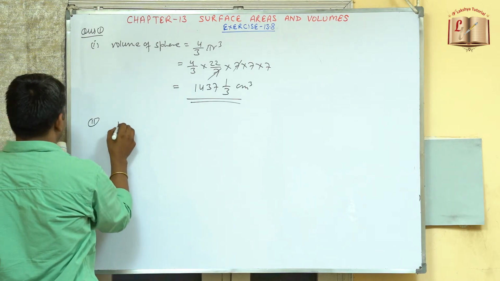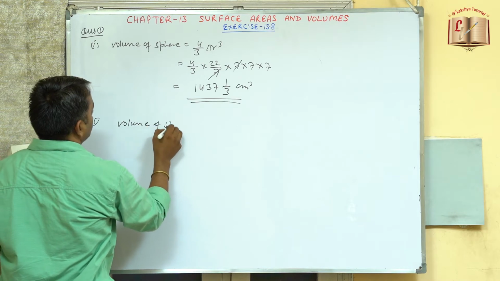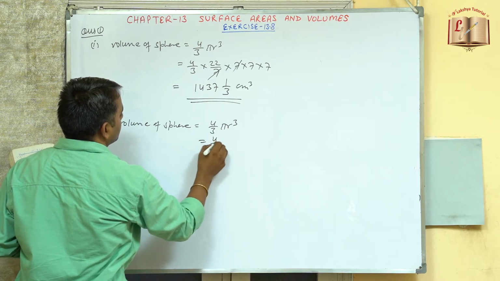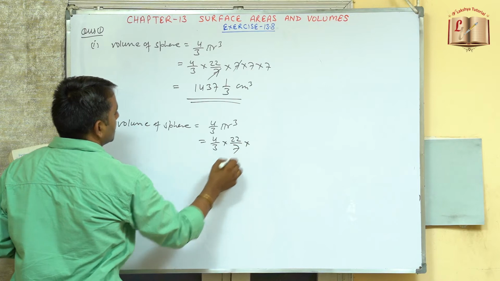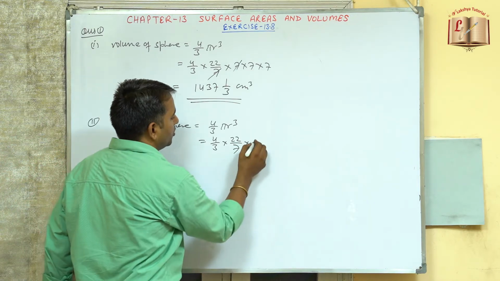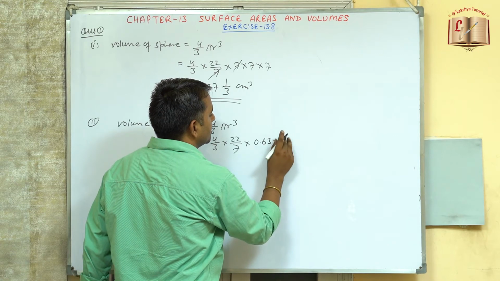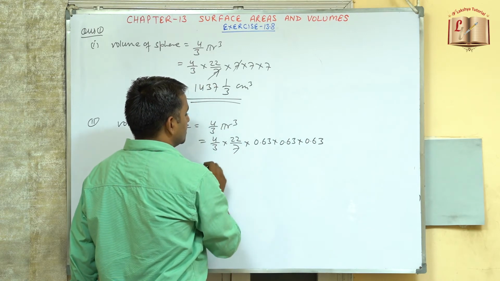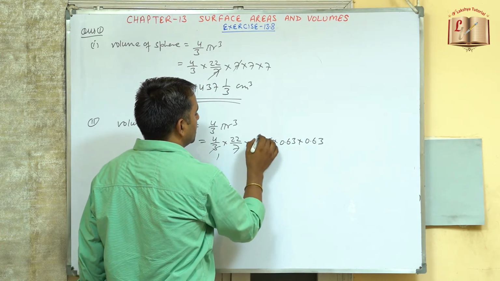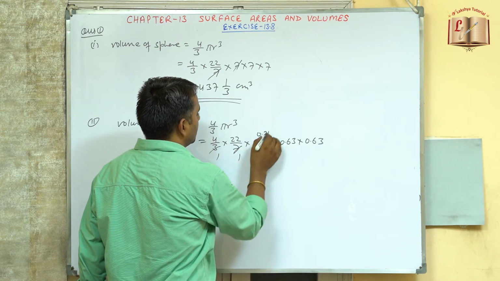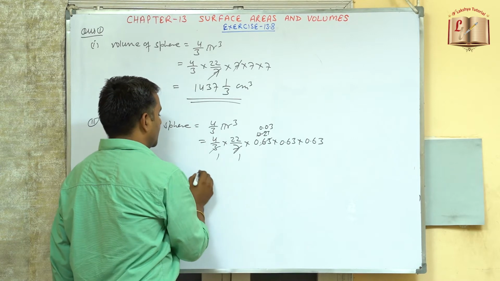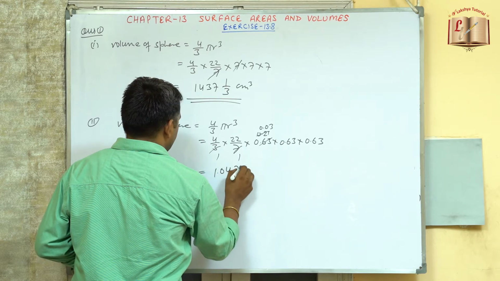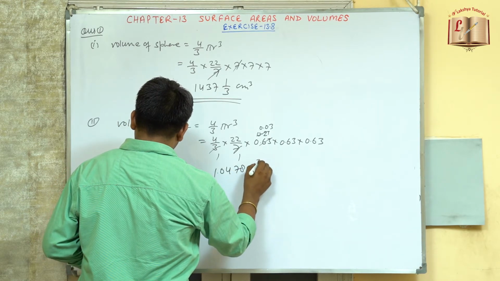Similarly, coming to the second one, again this volume of a sphere is given as 4 upon 3 pi r cube. So this is 4 by 3 into 22 by 7 into r. R is given as 0.63 meters. So this will be again 0.63 into 0.63 meters. So this can be solved. 3 1 ja 3, 2 1 and 7 1 ja, so this will be 0.3. Now we can multiply and calculate it. So this will be 1.0478 meter cube.